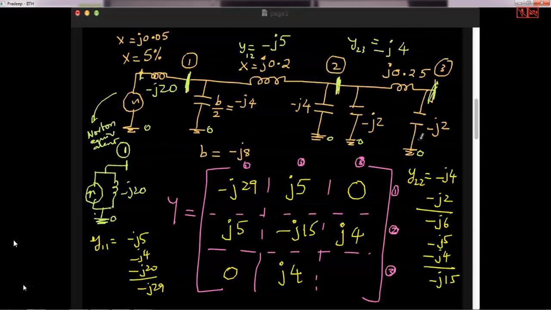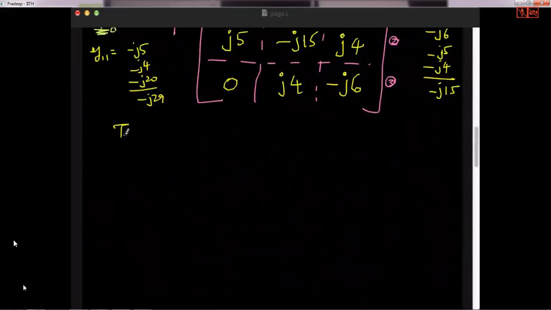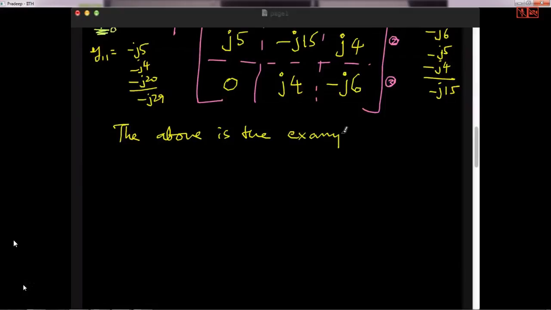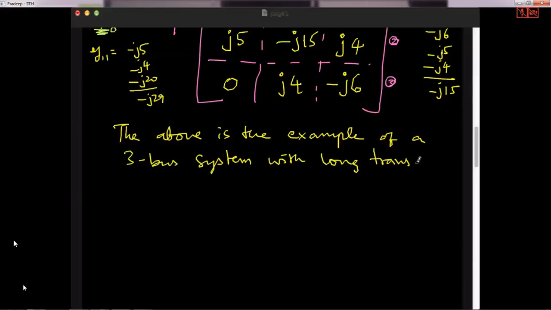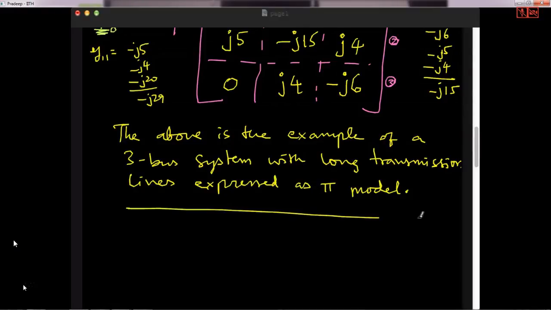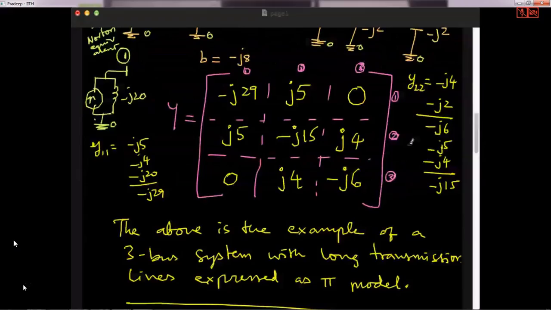So this is the complete Y bus of a small example problem considering a long transmission line. Okay, so the above is the example of a 3 bus system with long transmission lines, expressed as pi model. So this is how you can express the pi model in long transmission. So this is the response to the doubt which was asked in the question.